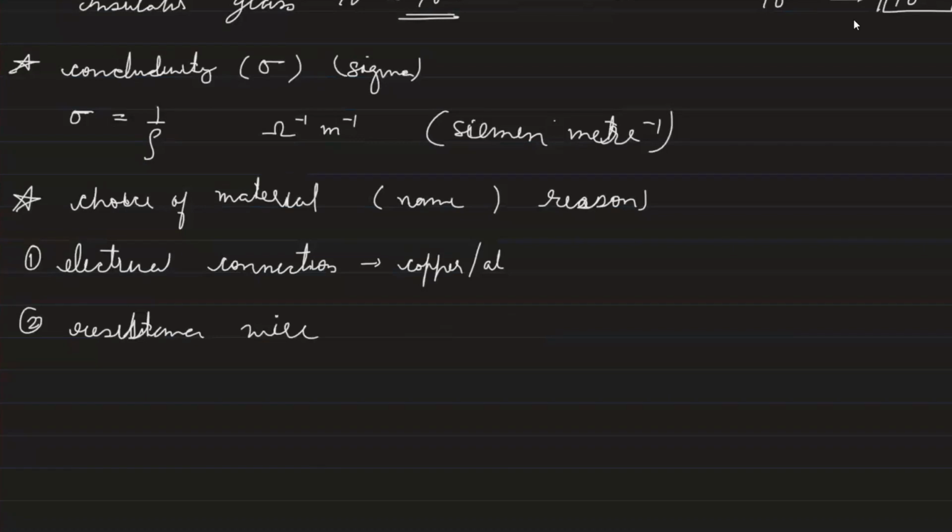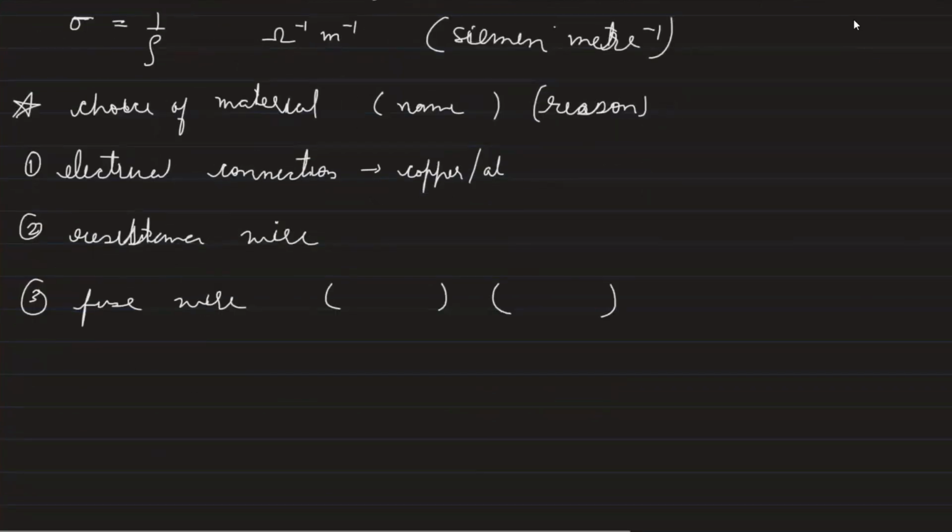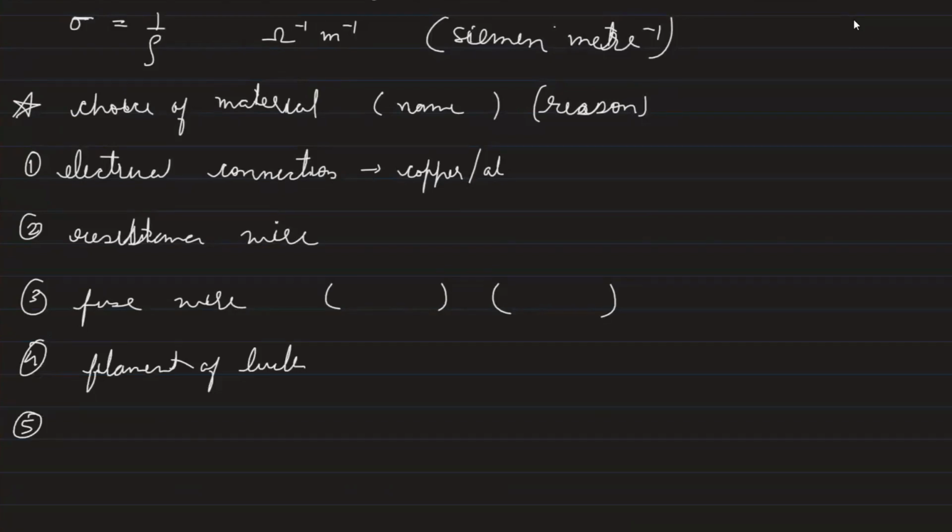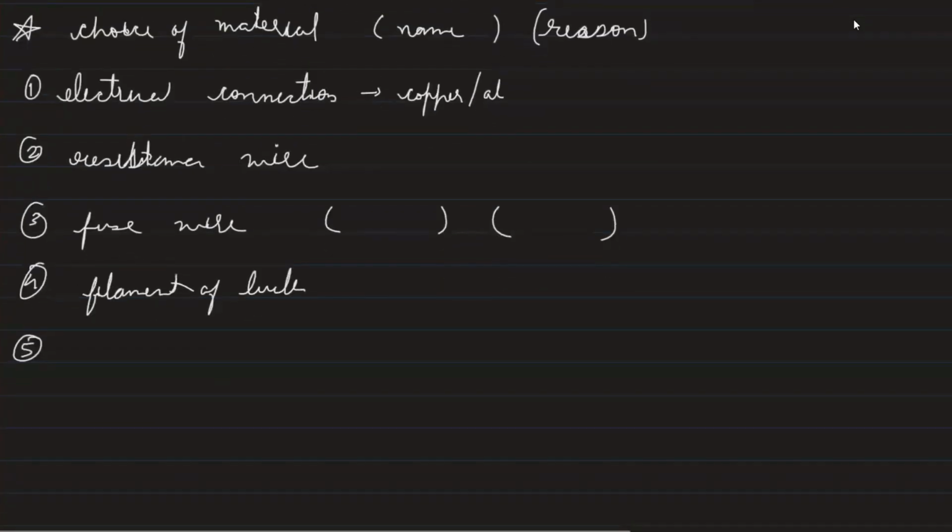Then you have fuse wire. Fuse wire is an alloy of lead and tin, and the reason is it has high resistivity and low melting point. You have studied that in the chapter on household electricity: because of high resistivity, it gets heated up, and because of low melting point, it melts, and thus it breaks the circuit and prevents the appliance from getting damaged. The filament of a bulb is tungsten. Tungsten has a high melting point, so it gets heated but does not melt, and it gets so hot that it starts glowing.